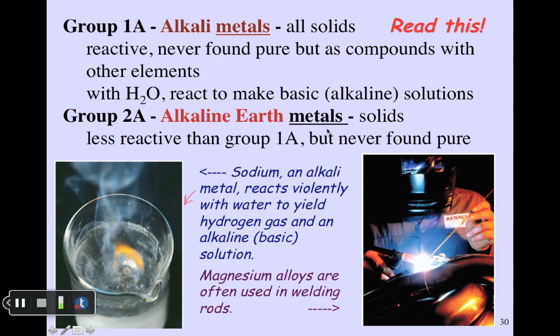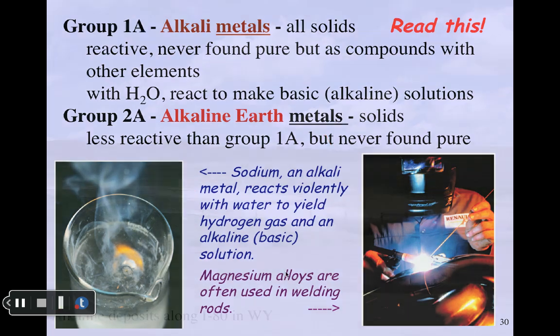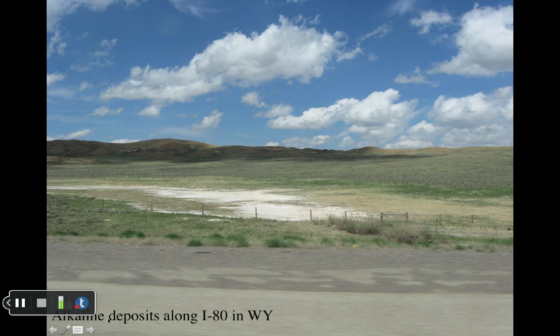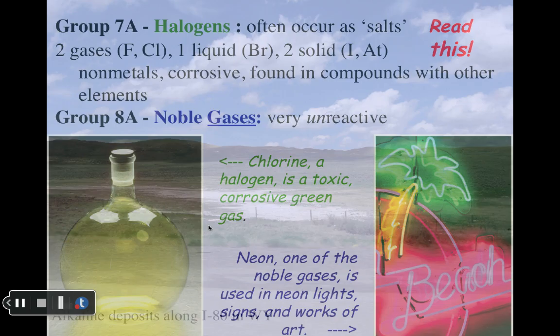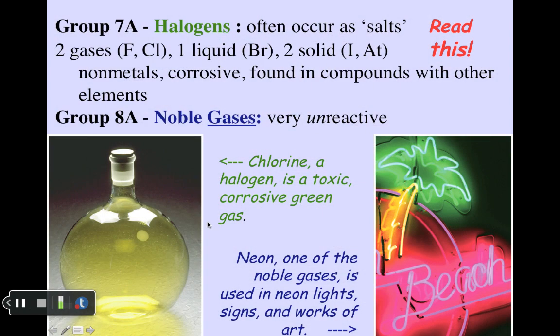Alkaline earth metals are also somewhat reactive. They're also solids, and they're hardly ever found in pure forms. They're used in various ways, and this particular diagram shows magnesium alloys being used in welding. Another thing that you may have heard about is alkaline deposits. If you've seen them somewhere, that's exactly what they're related to. They're salts of alkali metals that you've seen perhaps in the road ditches in the summertime when it's dry.